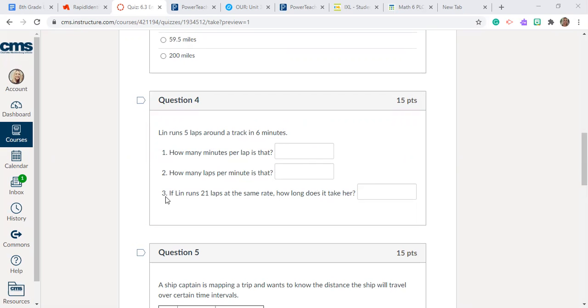Question three, or part three, if Lynn runs 21 laps at this same rate, how long does it take her? So she runs 5 laps in 6 minutes, and then she's gonna run 21 laps. We wanna know how many minutes that's gonna take her to run 21 laps. Pause and do the work.